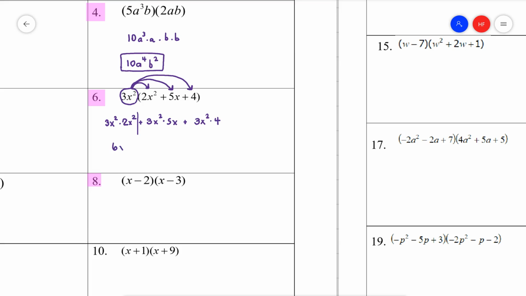X squared times x squared, we add those powers together and we get 6x to the 4th, plus 3x squared times 5x, 3 times 5, 15. X squared times x, that's x to the power of 1, so we add those powers together and we get x cubed. And then on the end here, we have 3 times 4, which is 12, and then x squared stays the same since there's no other x that we're multiplying by.